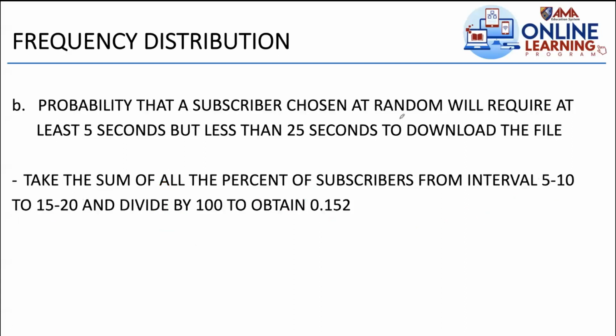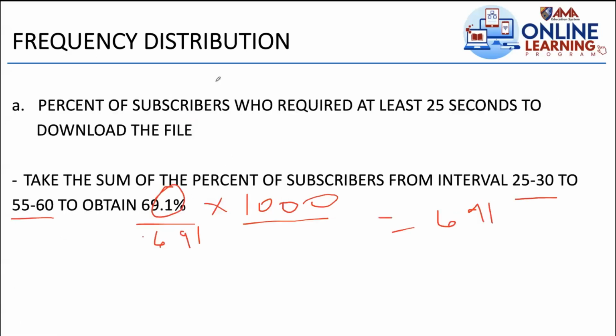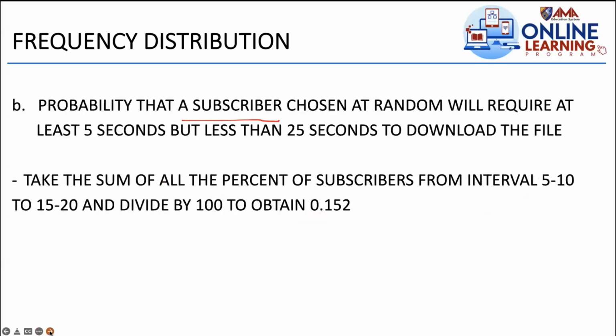Probability that a subscriber chosen at random will require at least 5, but less than 25 seconds to download the file. So this one is talking of one subscriber only, a subscriber. So this percent of subscribers, that's why we can relate it to the number of subscribers. Now we'll use the same table, class, no? Just like the table that we use in A. It's just that the focus here is the probability, and we're talking of one subscriber.